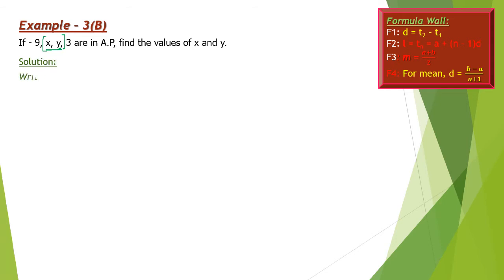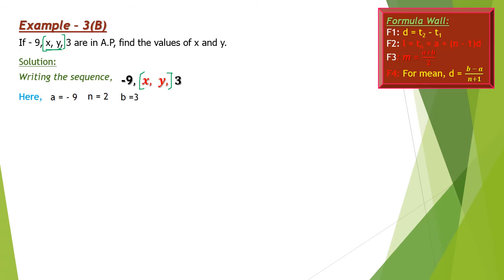Solution: writing the sequence, the sequence is -9, x, y, and 3. From the definition, we know that the terms between the first and last terms in any arithmetic sequence are arithmetic means. So x and y are the arithmetic means. x is the first mean and y is the second mean. So the number of means is 2. Here a is -9, n is 2, and b is 3.